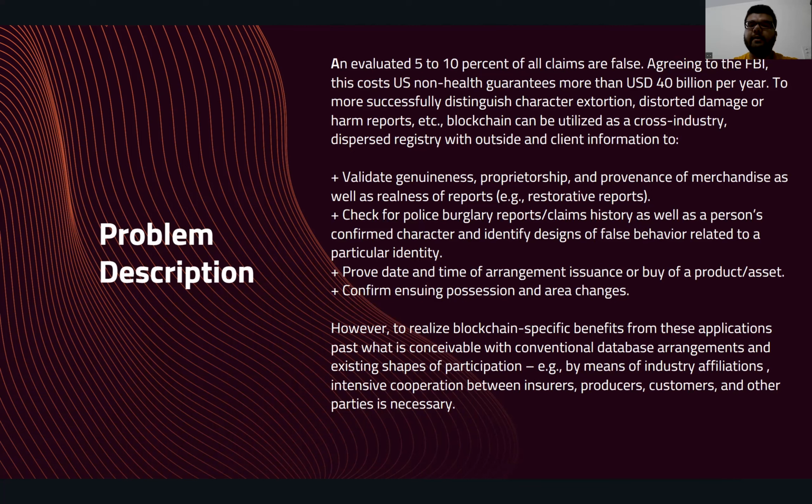Check for police theft reports, claims history, as well as a person's verified identity and identify the fraudulent behavior related to a particular identity. Prove the date and time of arrangement, insurance, or purchase of the product asset. Confirm insured position and location changes. However, to realize blockchain-specific benefits, these applications in the past were possible with conventional database solutions and existing forms of cooperation. For example, via industry associations, extensive cooperation between insurers, producers, customers, and other parties is necessary.